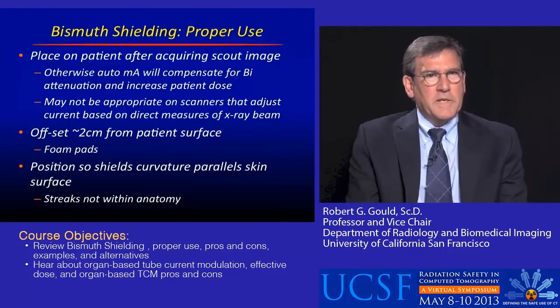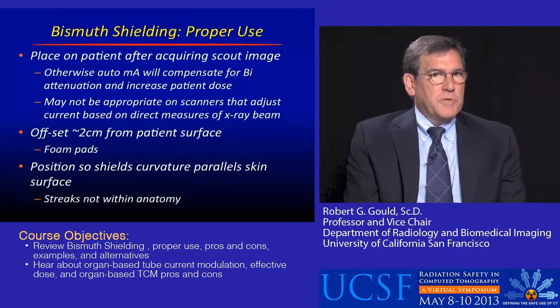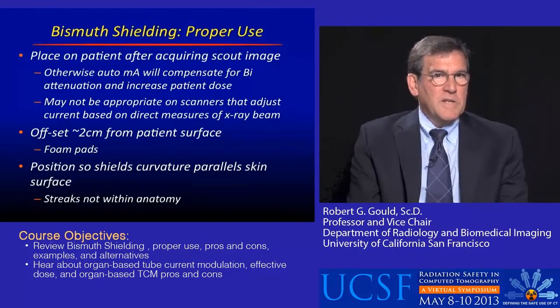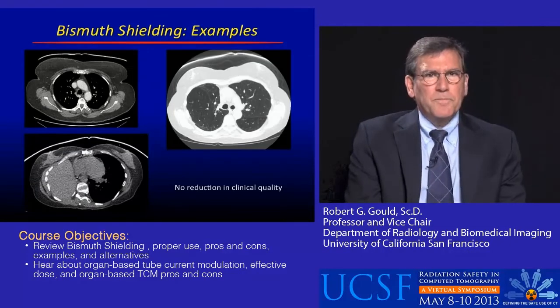So, as I indicated, these are offset about 2 centimeters from the patient's surface using these foam pads. And you also have to make sure that you position the shield so that the curvature is parallel to the skin surface, because they can produce streaks, normally do produce streaks, and you want these streaks to not be within the anatomy. And again, this offset of 2 centimeters is critical to prevent that from happening.